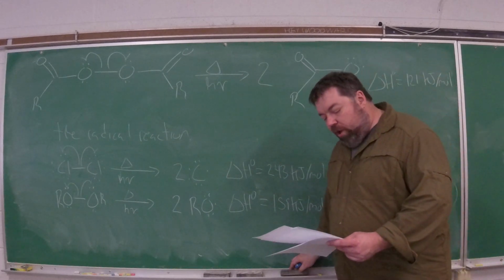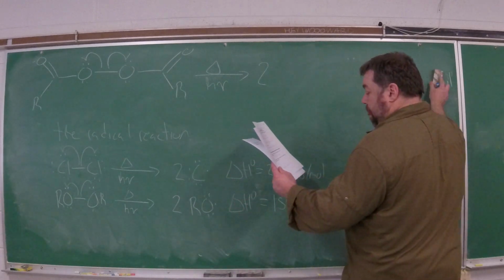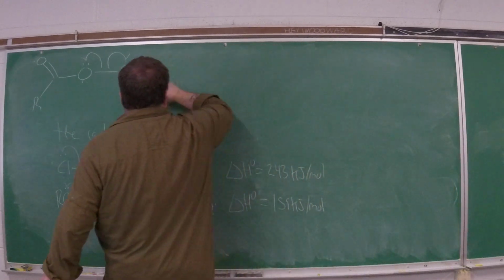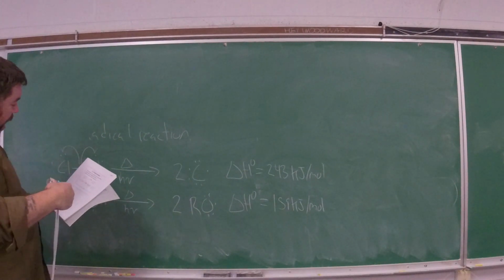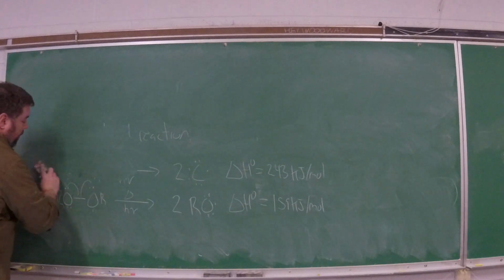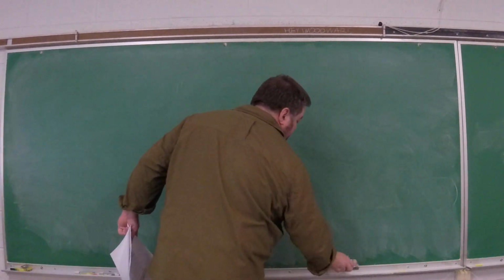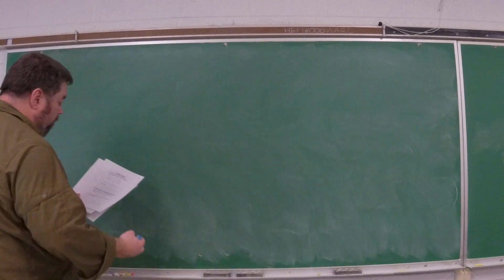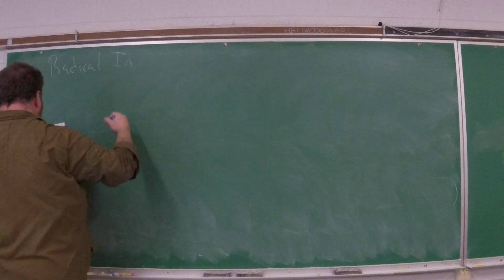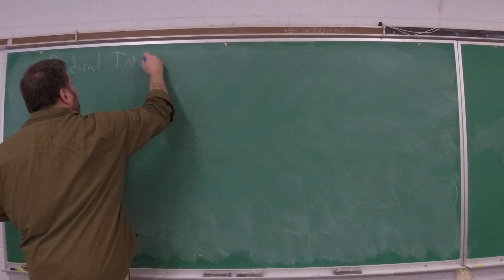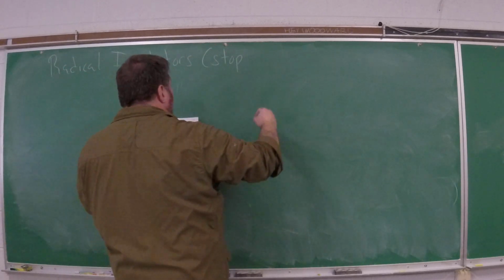We can also have a radical inhibitor, which stops a radical chain reaction. Oxygen actually works well as a radical inhibitor. And we're going to take a look at hydroquinone also. But hold on, let me erase this board. Make some room. So radical inhibitors. Okay, basically stop radical chain reactions.